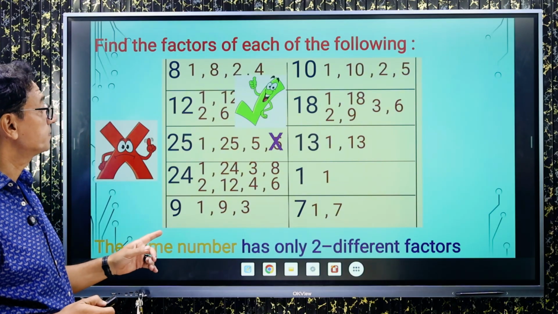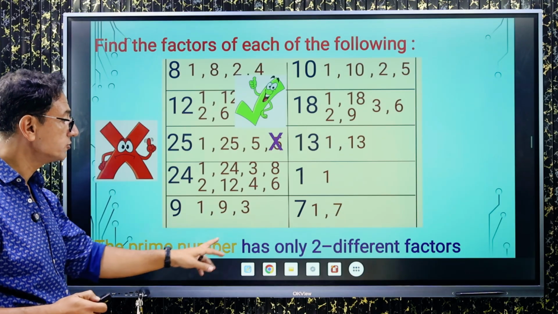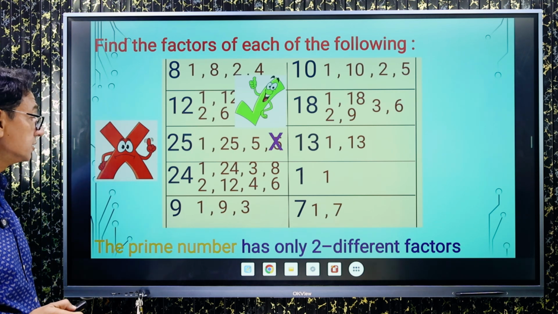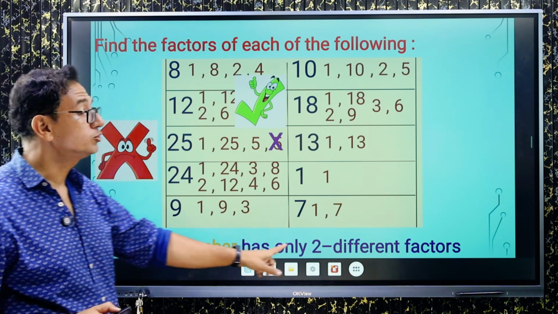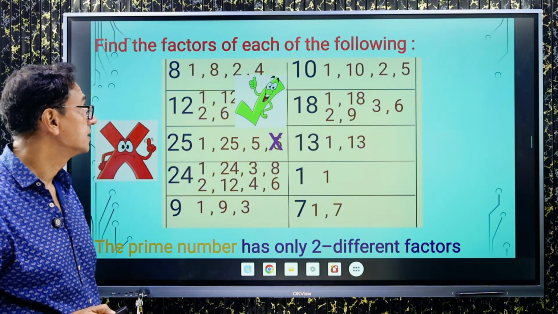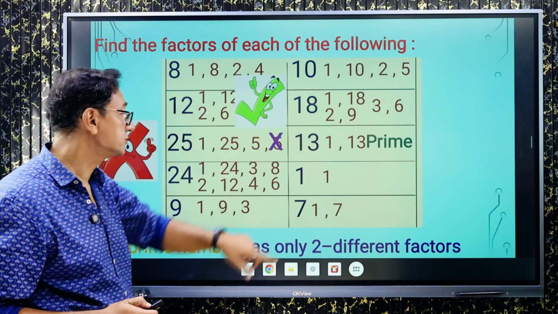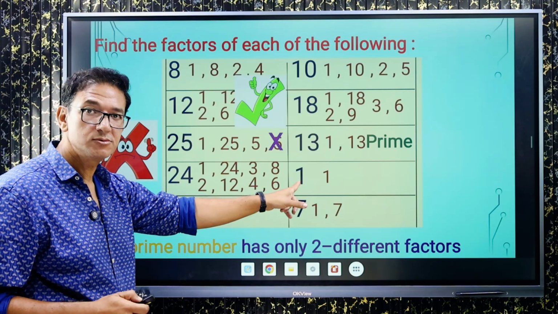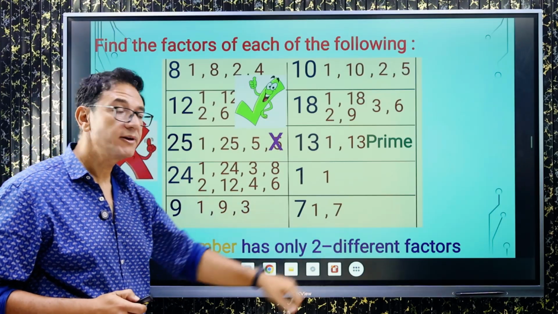And here we have to remember the prime number which has only 2 different factors, itself and 1. What is the prime number? I will read it again. It has only 2 different factors, itself and 1. So 13 is prime because it has 2 factors. What else can be a prime number? 1? No, 1 is not a prime number. It has only 1 factor, and the prime number has 2 factors.